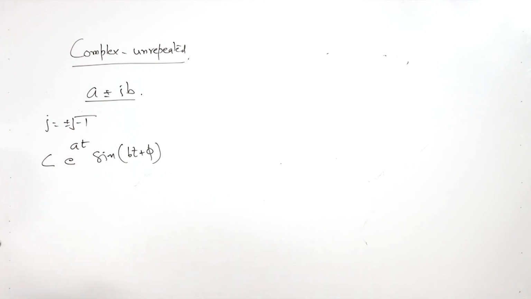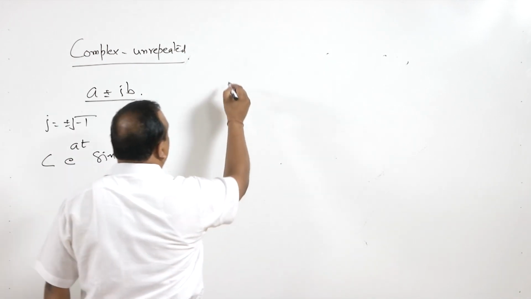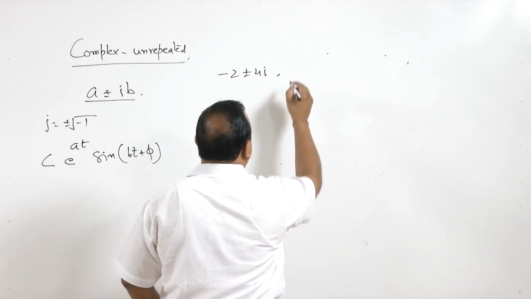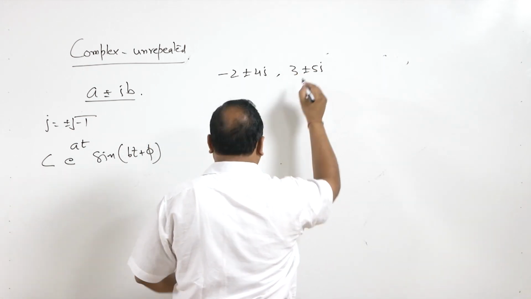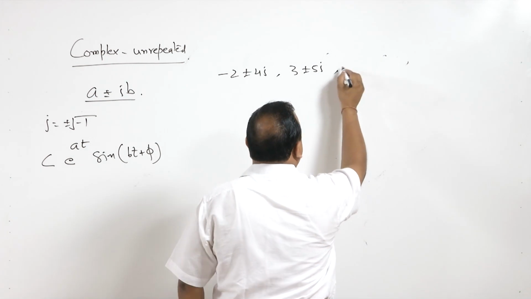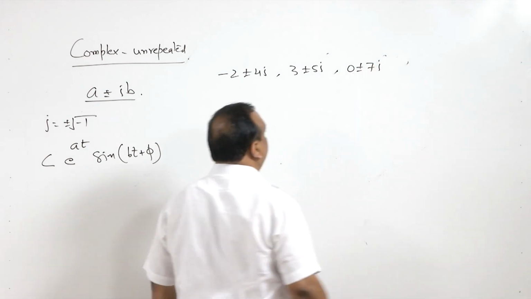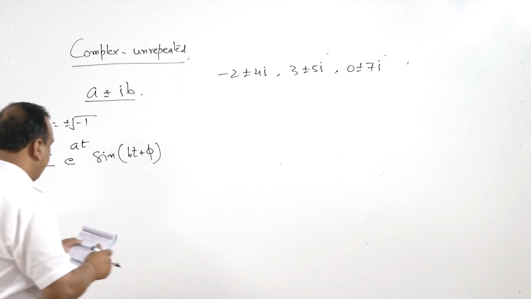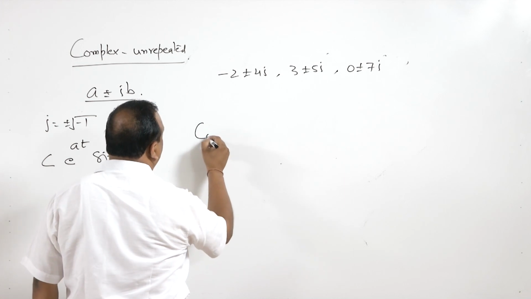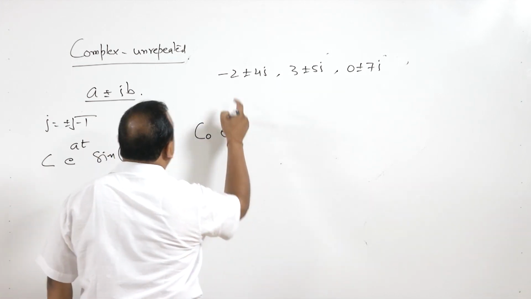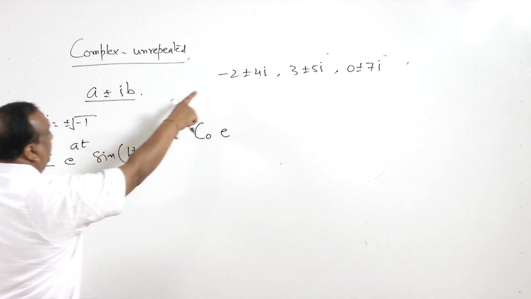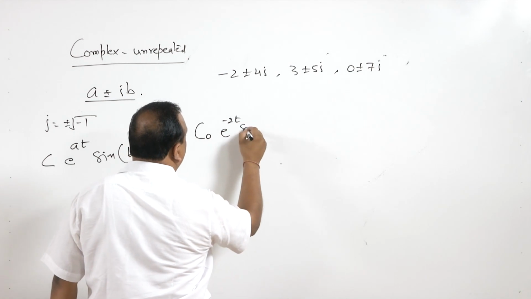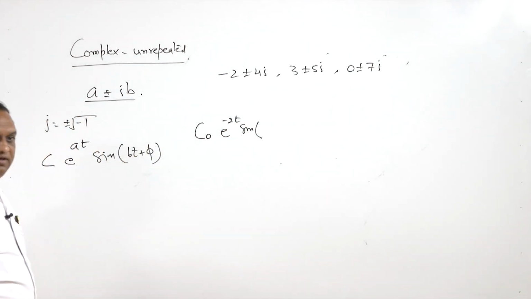So for example, I will take one example here. Suppose the roots are minus 2 plus minus 4i, and then 3 plus minus 5i, and 0 plus minus 7i. The roots are like this. Now when the roots are like this, then we are going to have the solution as C0 e raised to power at. Here the value of a is minus 2. So minus 2t sine bt. b is 4.